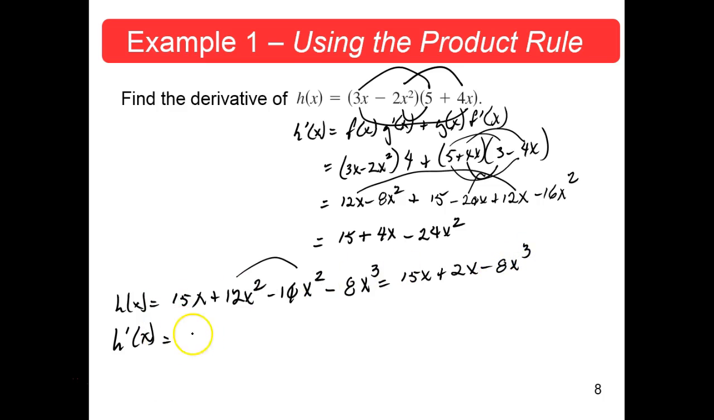So let's take the derivative of that. What does that give us? 2x squared, you're right. Okay, thank you. Take the derivative of that. What do you get?